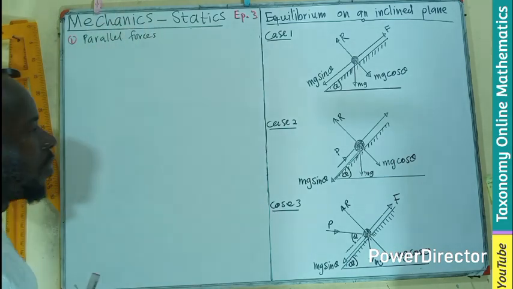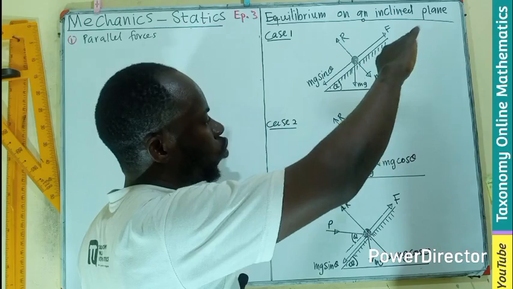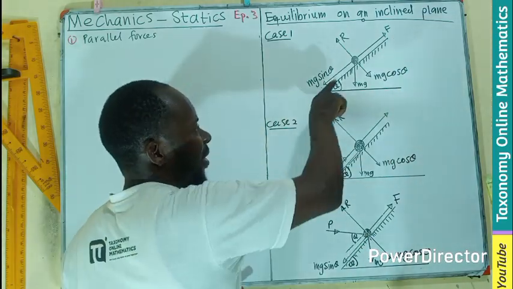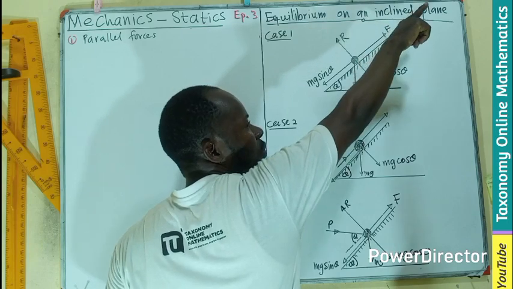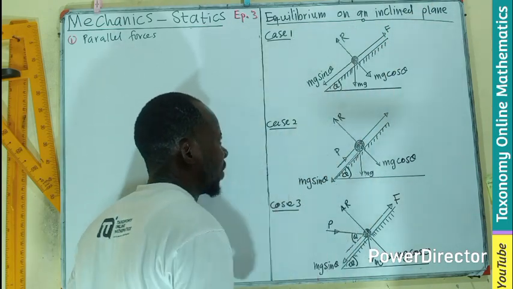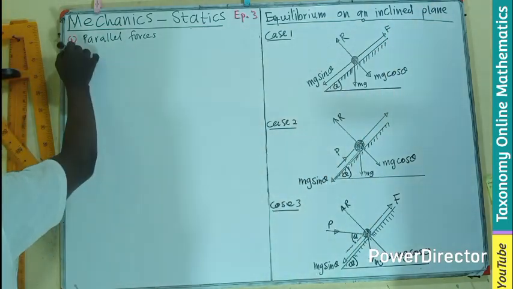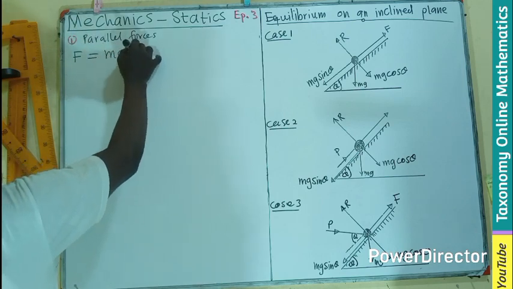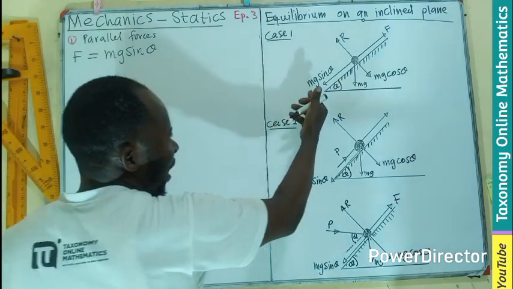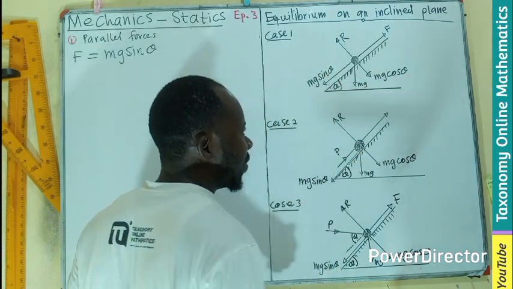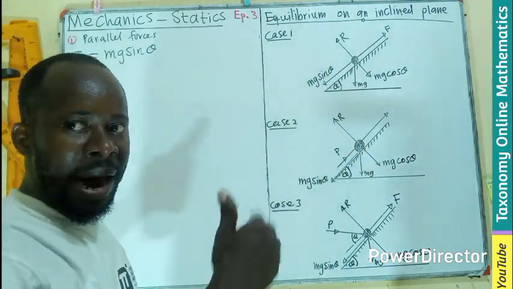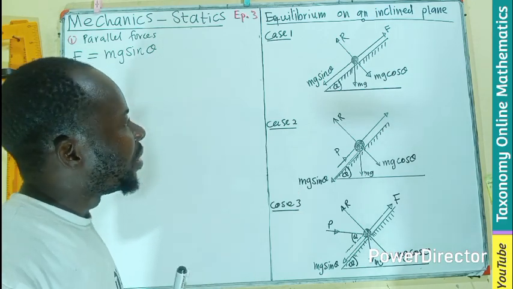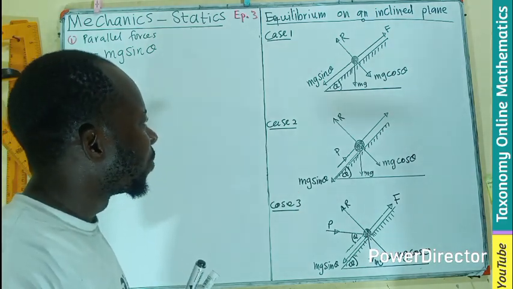If I say parallel forces, or forces that are parallel to the surface on which the body is placed, I can see that this is moving in the opposite direction to this. So that will give you your frictional force equals mg sine theta. The mg sine theta and mg cos theta have been derived in the first episode. How that area becomes sine theta and cos theta has been derived. You can check that in the first episode.